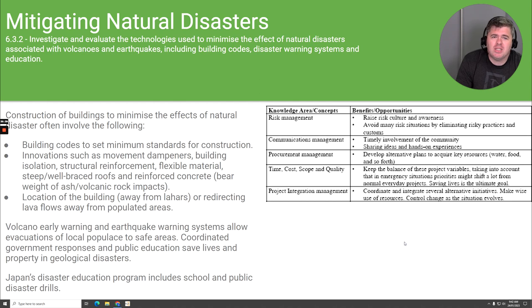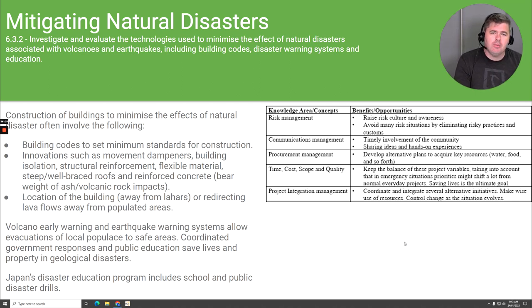Innovations of new materials and technologies, such as movement dampeners, building isolation, structural reinforcement, flexible material. In Japan, they've used bamboo and various pieces of technology to ensure that a building won't crack when it moves, then it sways back and forward while still maintaining structural integrity.